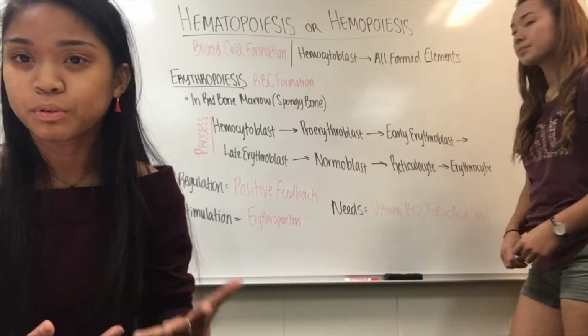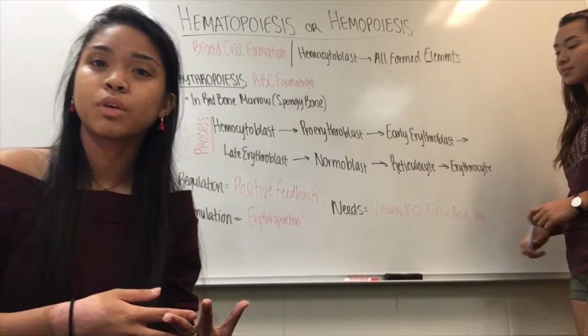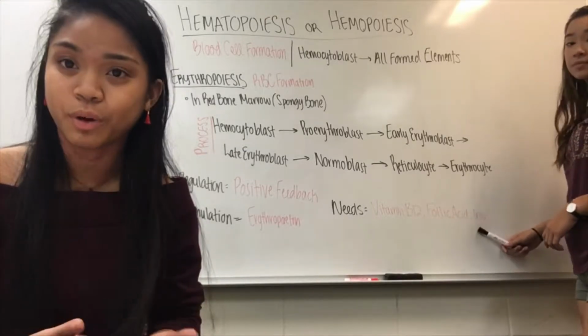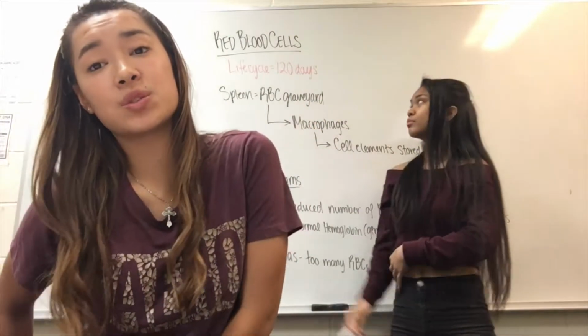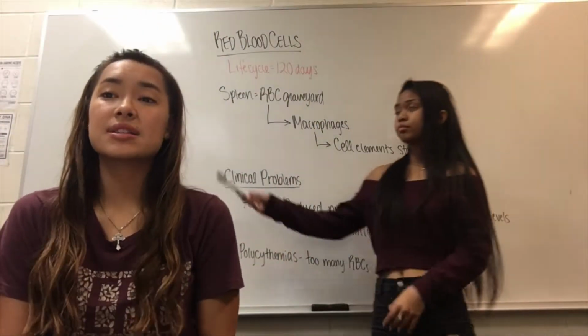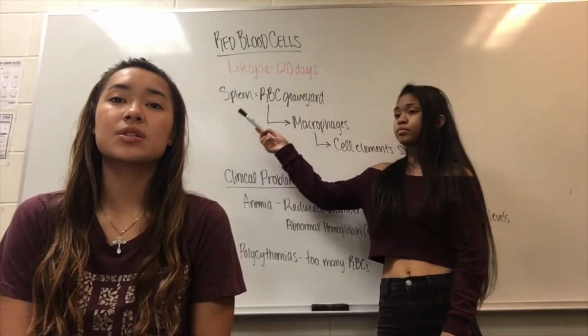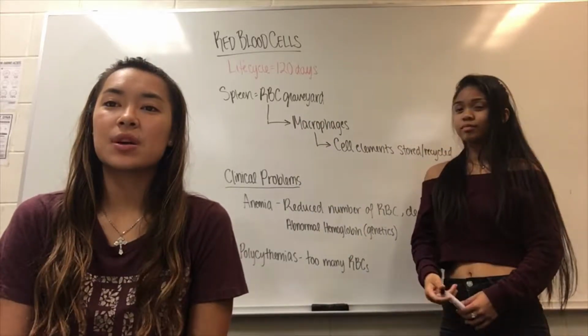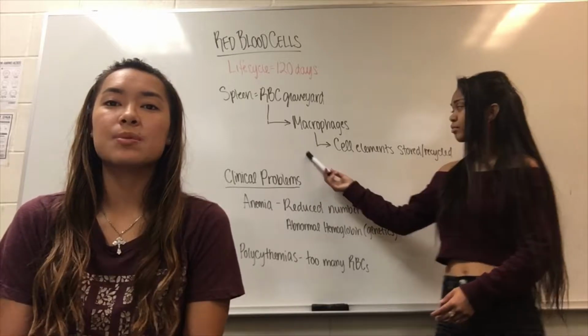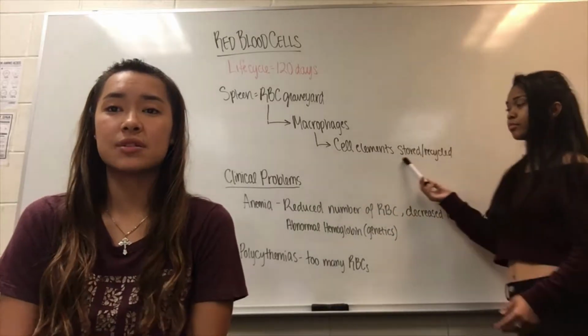For erythropoiesis to occur, vitamin B12, folic acid, and iron are required. The life cycle of a typical red blood cell is a maximum of 120 days. After the cell dies, the spleen traps the dead red blood cell, creating a red blood cell graveyard. The dead red blood cells are broken down by macrophages, and elements from the cells are stored and recycled.